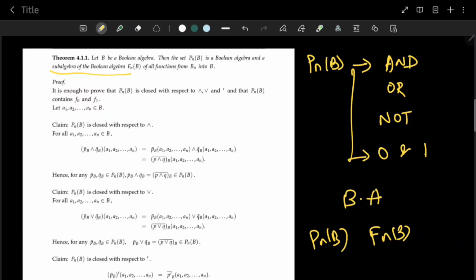So that's it for today's session. I hope you now clearly understand why P_n(B) forms a Boolean subalgebra of F_n(B) and how we prove it step by step.